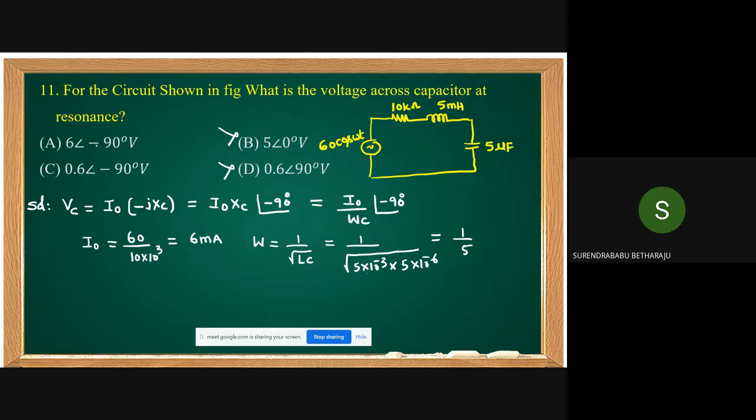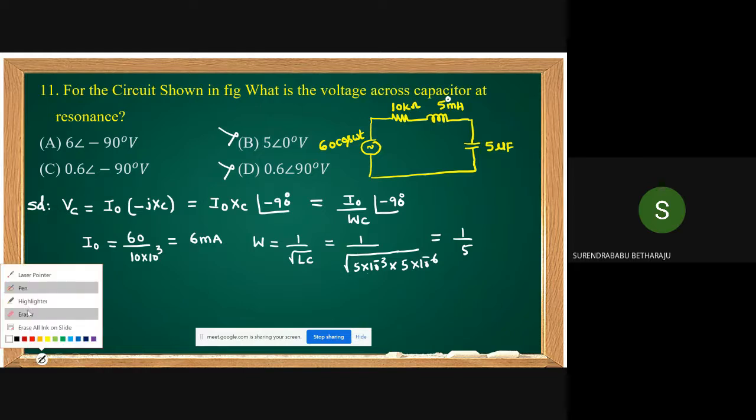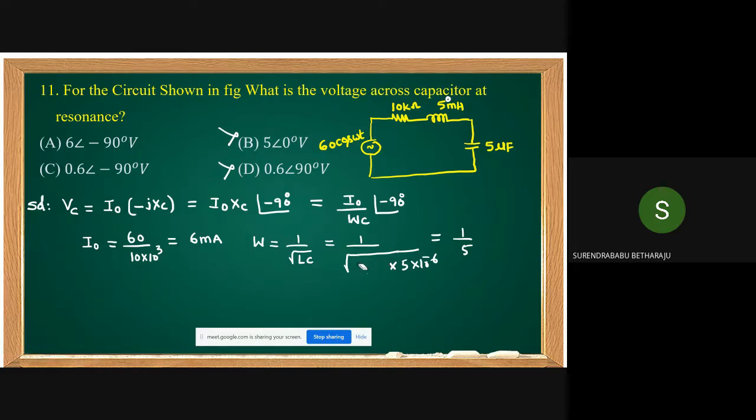This is not 5 millihenry. Please correct this. It is 50 millihenry. That is 50 millihenry. Then we can get like this. This is 50 millihenry that I am substituting. Please correct that. Okay, I'm substituting 50 into 10 power minus 3. This is 10 power minus 2. 10 power minus 2 into 10 power minus 6 means 10 power minus 8. Then you can get 10 power 4.